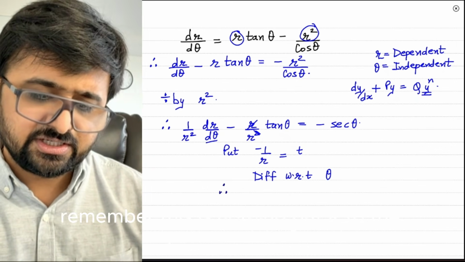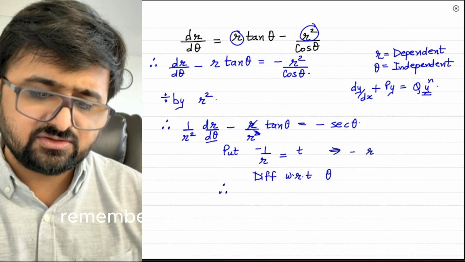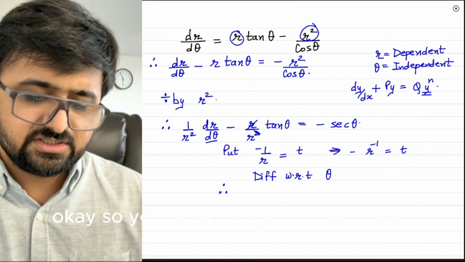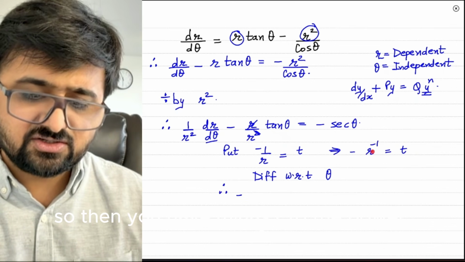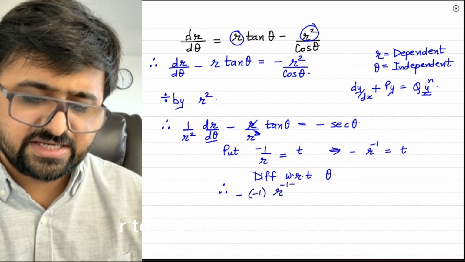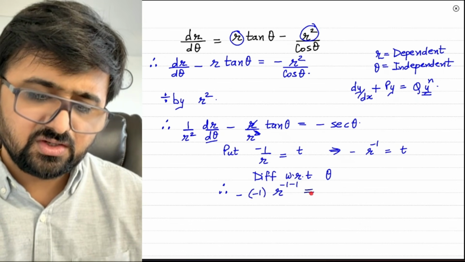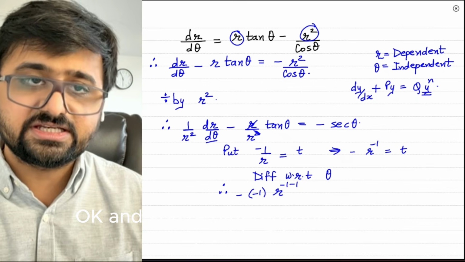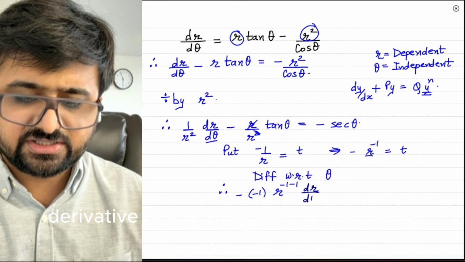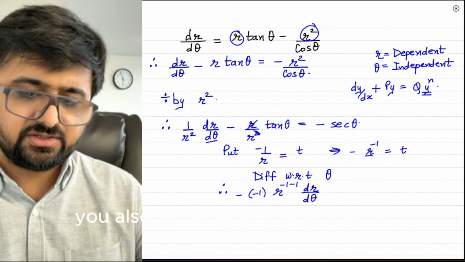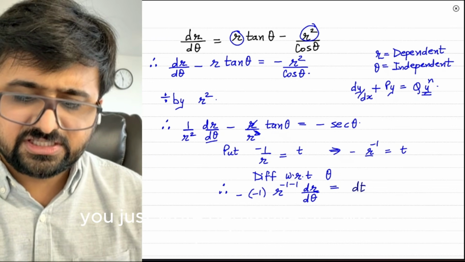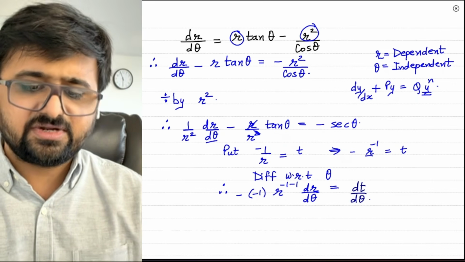So remember, this is nothing but r to the power minus 1, so you have minus r to the power minus 1. The derivative of that is minus 1 times r to the power minus 1 minus 1. Since you are differentiating with respect to theta, the derivative of r with respect to theta is dr by d theta by chain rule, and on the right side you write the derivative of t with respect to theta, dt by d theta.